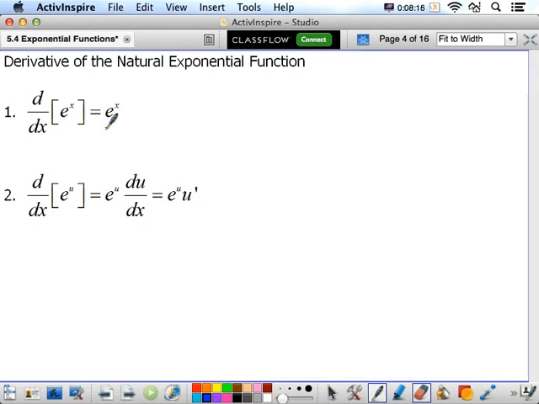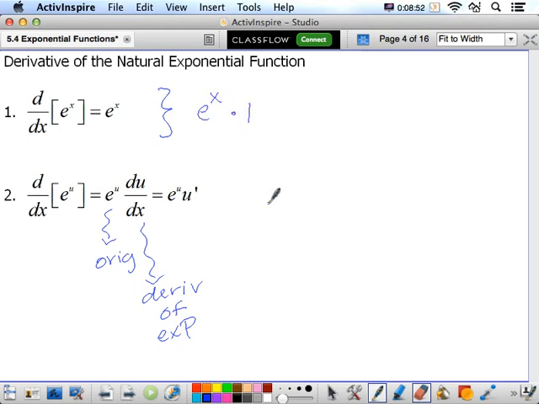If, however, you don't have just an x as your exponent, if you have something else, we'll call it u, and you are trying to take the derivative of e to the u, all you do is you keep the original, and then you multiply by the derivative of the exponent. So I'll give you a minute to digest that. To take the derivative of any exponential function, you keep the original and multiply it by the derivative of the exponent. You can't see that in this one, because what is the derivative of the exponent? 1. But if there's something other than an x there, you have to use this little piece here, which is just a variation of the chain rule.